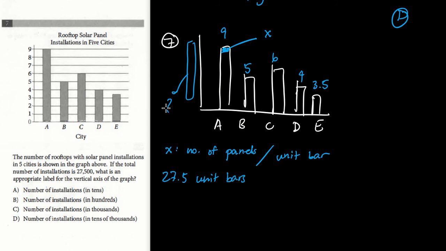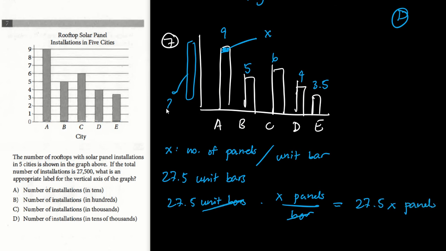So if we were to multiply 27.5 by X, right? So let's do that. 27.5 unit bars times X panels per bar, right? Then we would get 27.5x panels, right? The unit bars are going to cancel here.